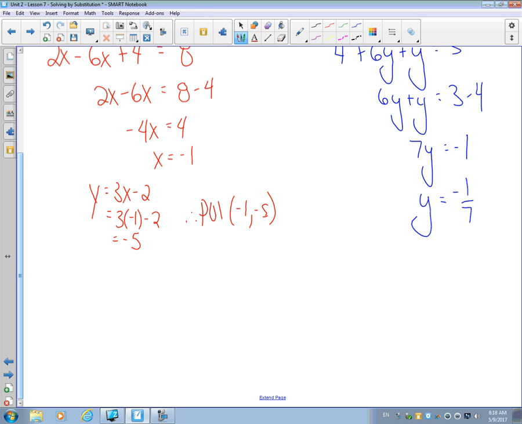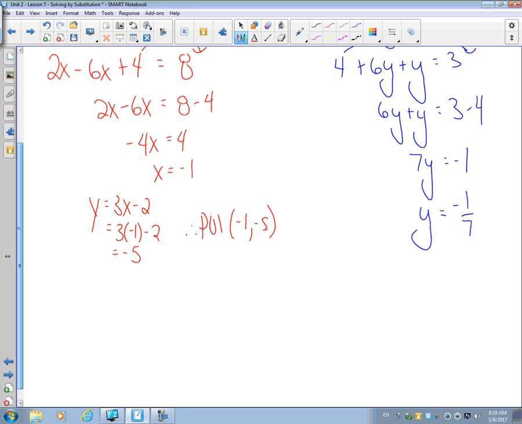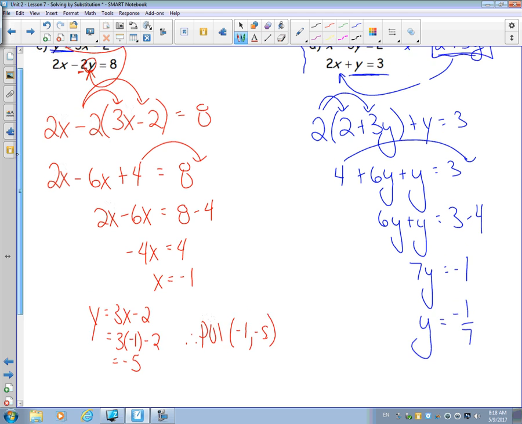And this is why our algebraic method is good for us. There's no way I could graph and get an answer of negative 1/7. That would be just between nice points. But when I do algebra, I can do fractions.